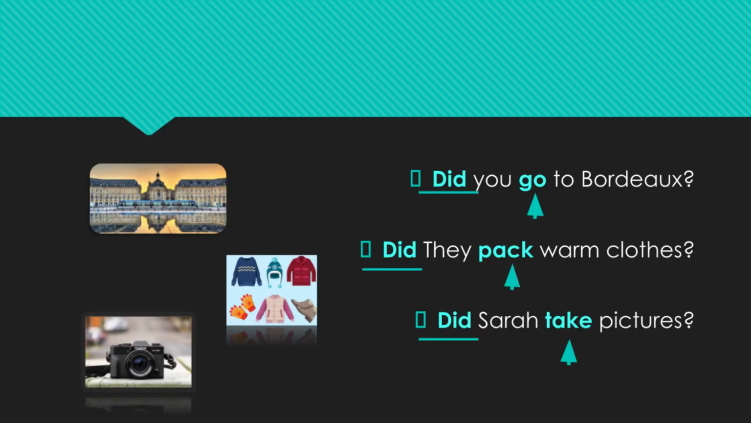Finally, let's have a look at the question form. Did you go to Bordeaux? Did they pack warm clothes? Did Sarah take pictures? What can you see here? Again, we have the use of the auxiliary. And as mentioned before, whenever you have the auxiliary, the verb goes back to its base form. Go, pack, and take.